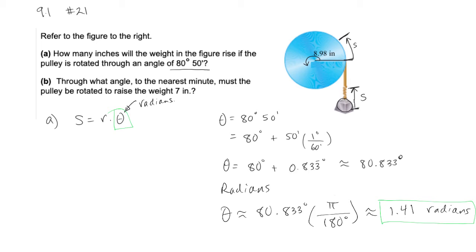And the radius is 8.98. So our arc length is going to be the radius, so 8.98 times the angle in radians, which is 1.41. Okay, and then that is 12.66. That rounds up to 12.7. And our units there are in inches.